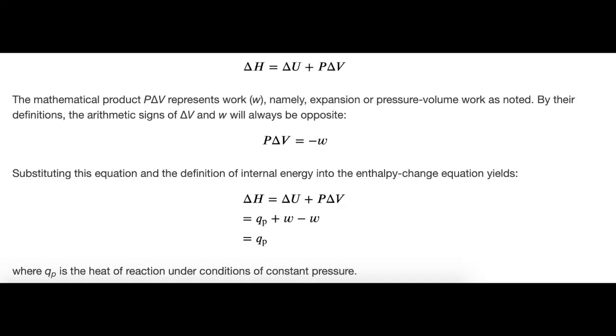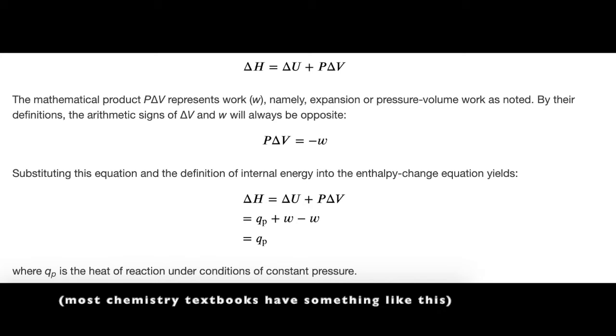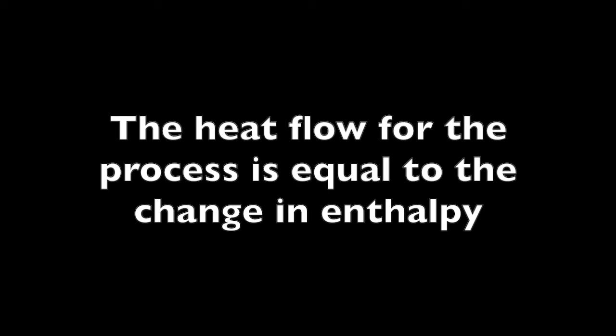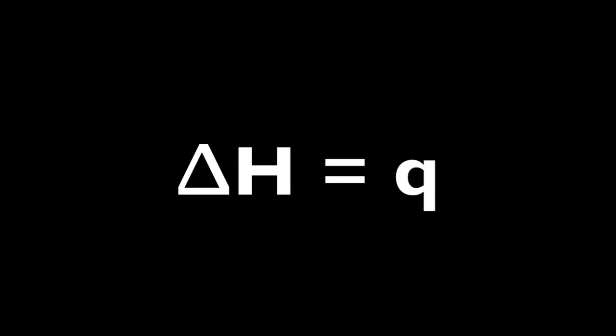In your textbook, there is an algebraic derivation where they use this equation and delta E equals Q plus W to prove the following. At constant pressure, where no pressure volume work is being done, the heat flow for the process is equal to the change in enthalpy. In other words, delta H equals Q. And we're going to be using this relationship a lot in the next several topics.